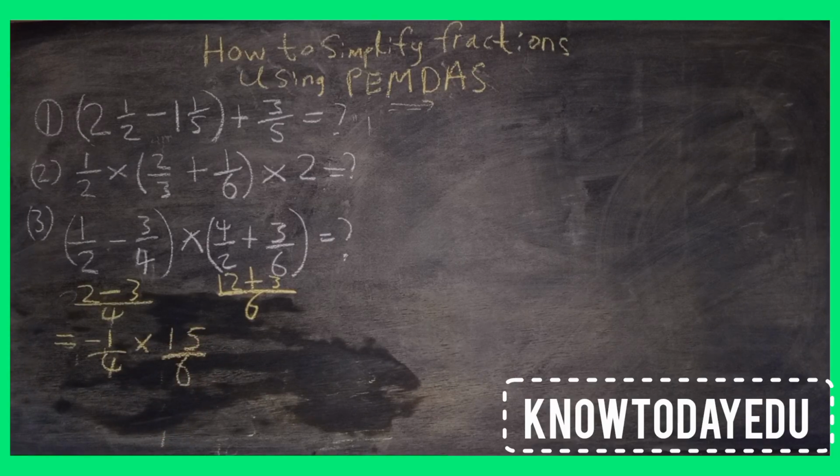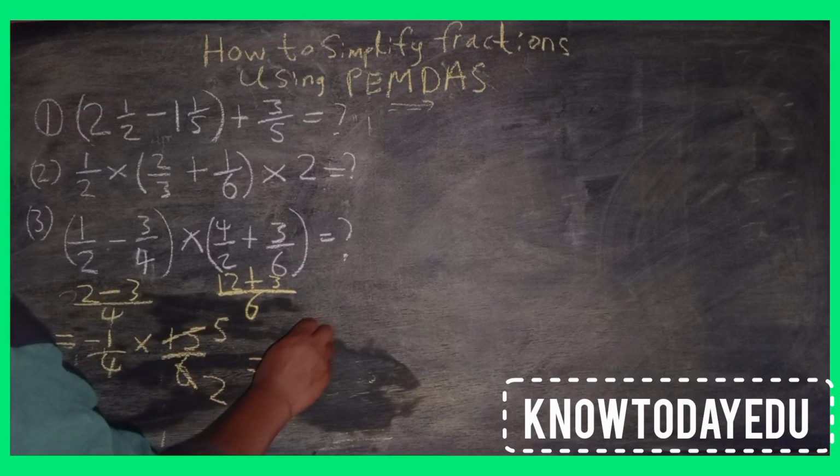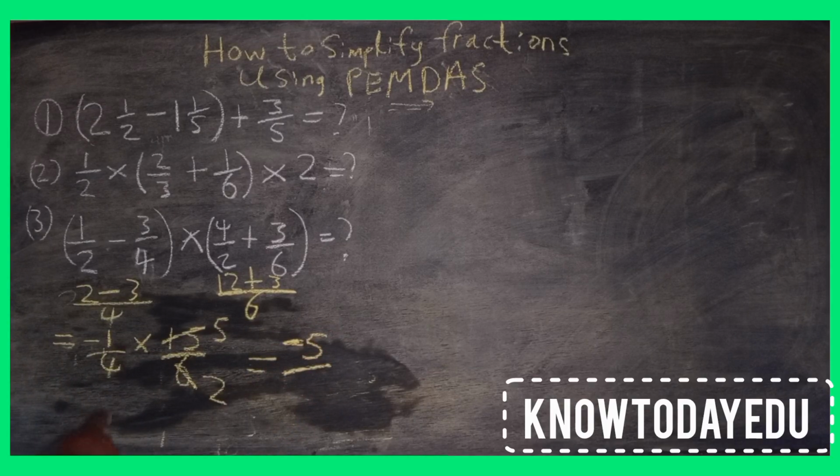Okay, now the next thing is multiplication. Okay, so 3 goes here 2 times, 3 goes here 5 times. Okay, so this will be equals 1 times 5, negative 1 times 5 is negative 5 on 4 times 2, it is 8. So this is the answer to this last example.